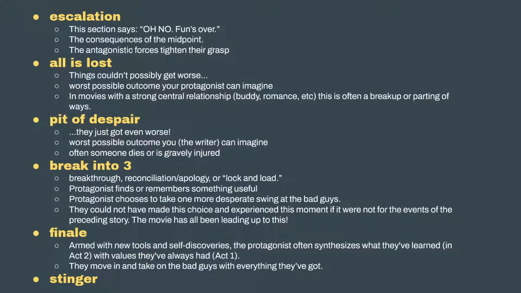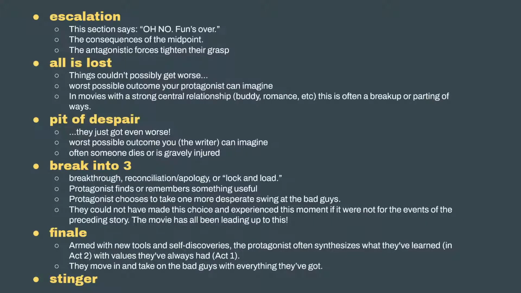And then that brings us to the pit of despair, which the main character now needs to live in the consequences of that all is lost. And now that they seem farther from their goal than ever, they're at their absolute lowest point in terms of your genre. It doesn't mean they have to be on the verge of death in a sitcom. At their lowest point might just mean you got in a fight with your wife and now you're sad and sleeping on the couch, right? That could be the worst, lowest point in a sitcom. But often someone dies or is gravely injured.